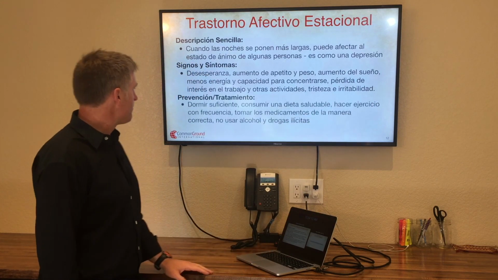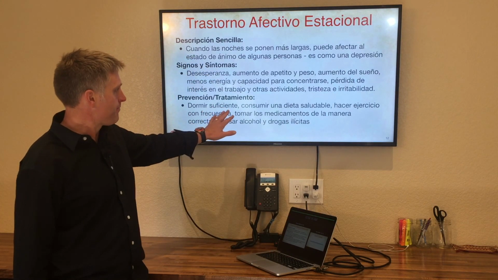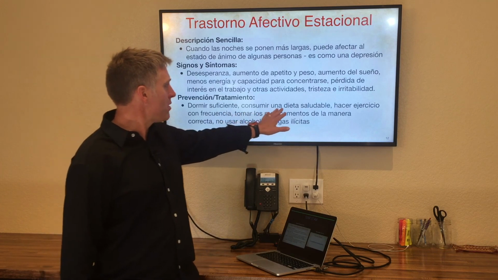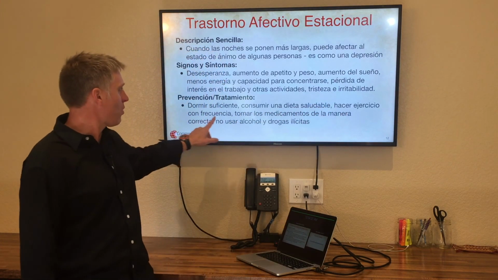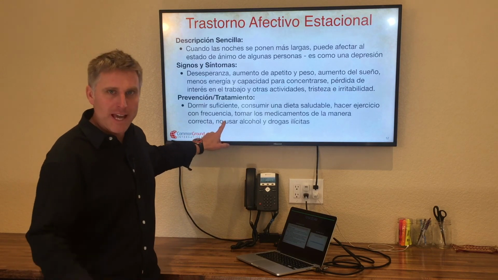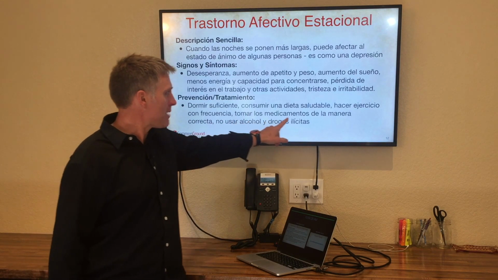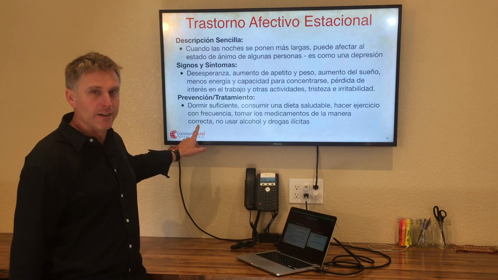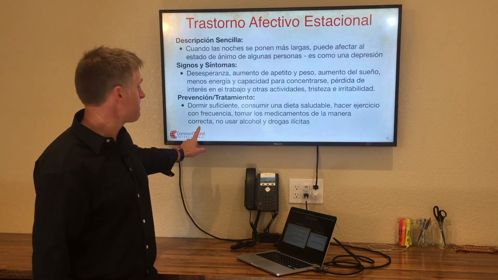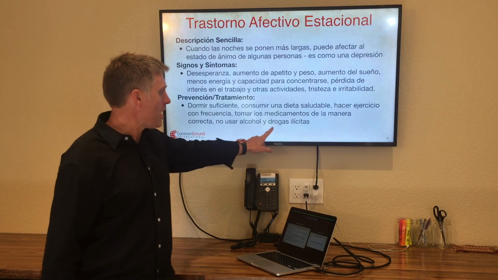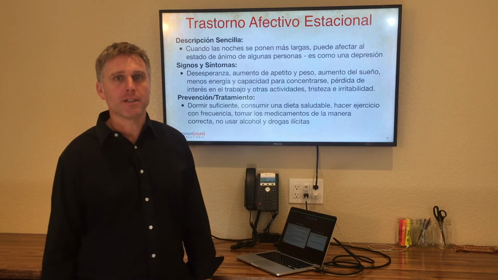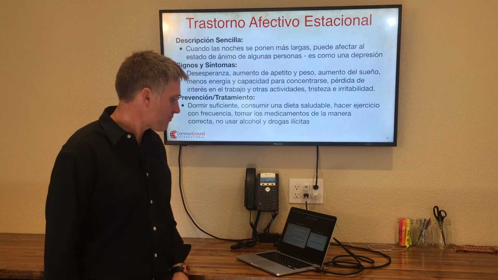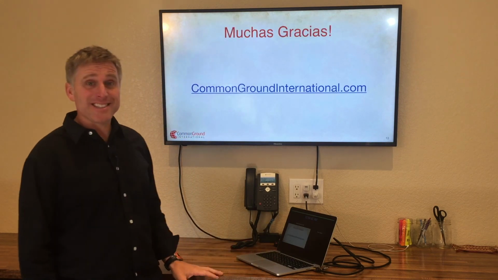Prevención, tratamiento. Dormir suficiente, sleep enough. Consumir una dieta saludable, eat a healthy diet. Hacer ejercicio con frecuencia, frequent exercise. Tomar los medicamentos de manera correcta, take your medicines correctly. No usar alcohol y drogas ilícitas, so don't use alcohol and illegal drugs. Bien. Okay, muchas gracias. That's all we've got.